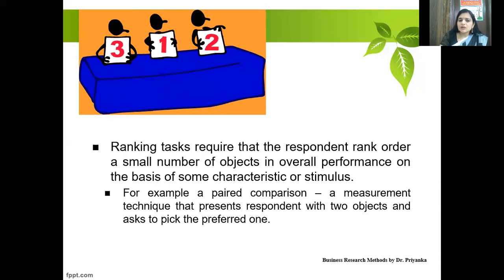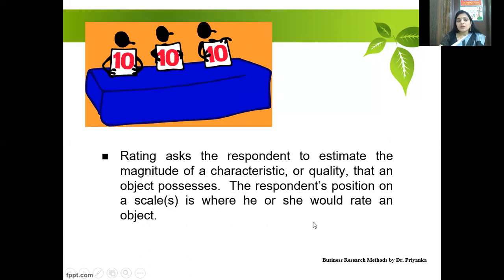Ranking, for example, a paired comparison, a measurement technique that presents the respondent with 2 objects and asks to pick the preferred one. That is basically a ranking. Or you might rank things in order like this: 1, 2, and 3. This is also a kind of ranking. Ranking tasks require that the respondent rank order a small number of objects in overall performance on the basis of some characteristics or stimulus.